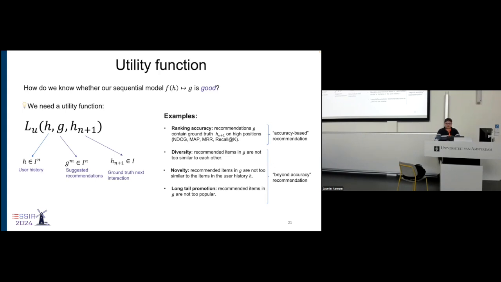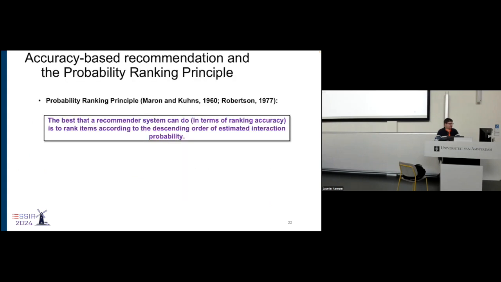We roughly divide them into accuracy-based recommendation, which is how well we predict the next item, and this is how well we optimize all our metrics like NDCG. And then there are beyond-accuracy metrics. Beyond-accuracy metrics require a somewhat different approach to optimization compared to classic accuracy-based ones. We will talk about both of them, but let's start with classic accuracy-based.